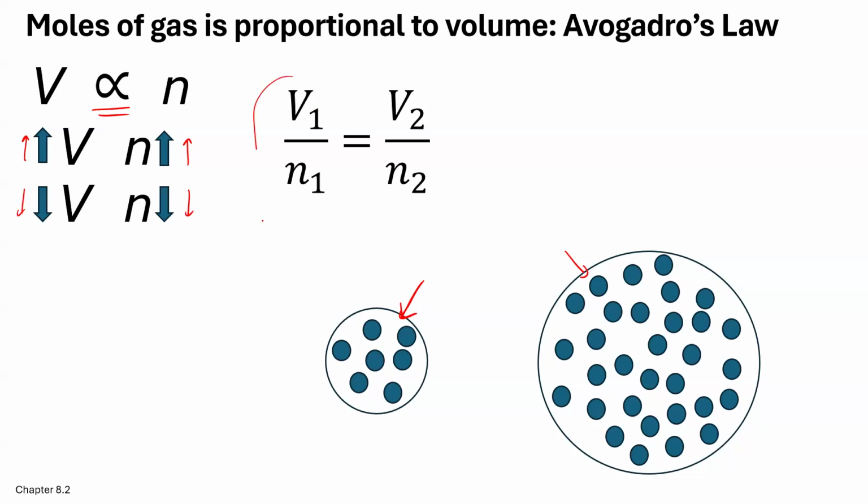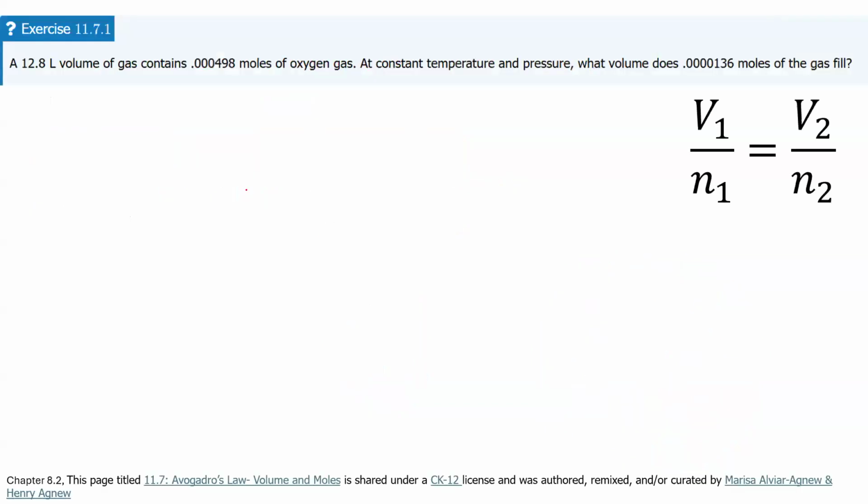And so our equation is here. V1 over N1 equals V2 over N2. And don't forget, you can go back and forth to grams on these, right? Because we have the periodic table. So if the question is in grams, you just convert it to moles, right? V1 over N1 equals V2 over N2. All right, let's try it.